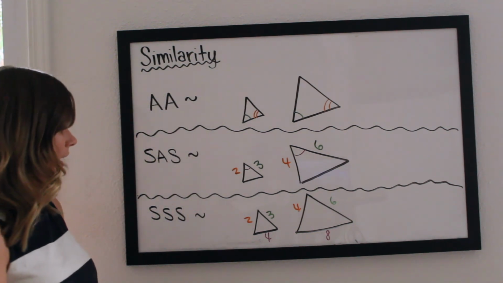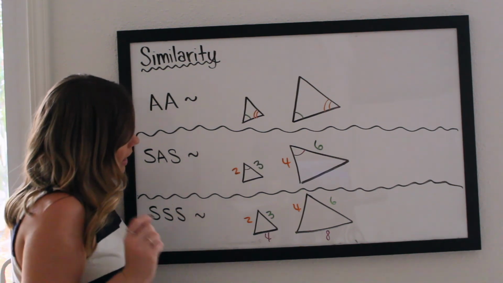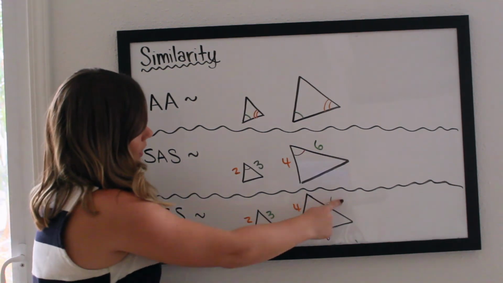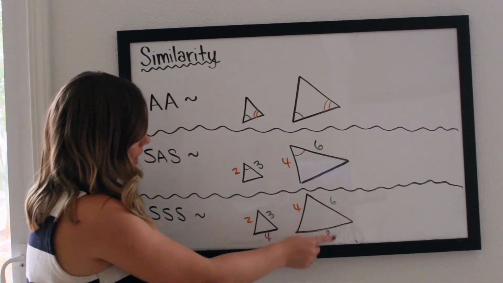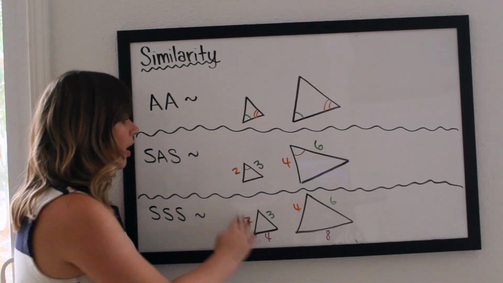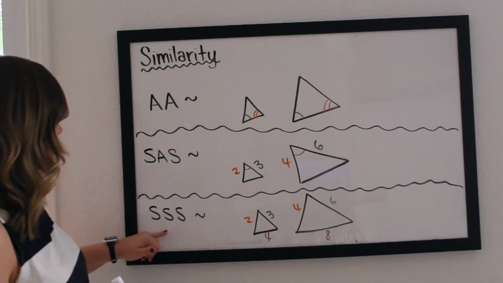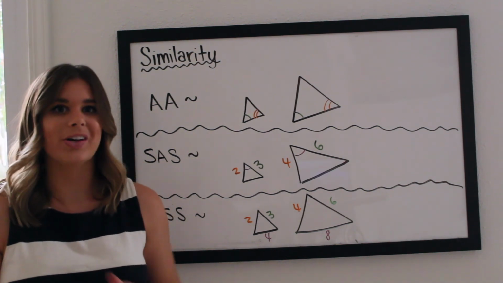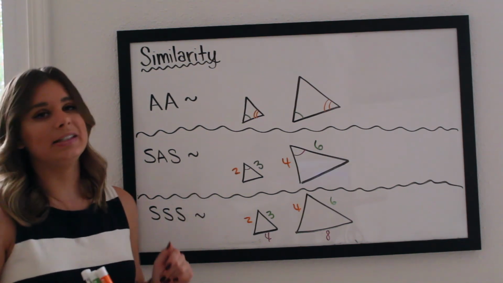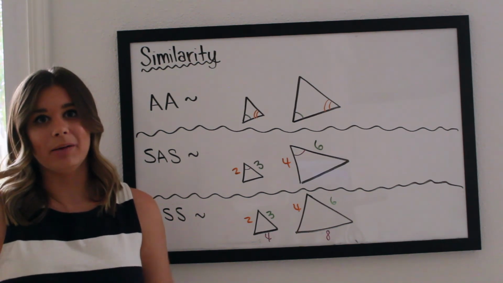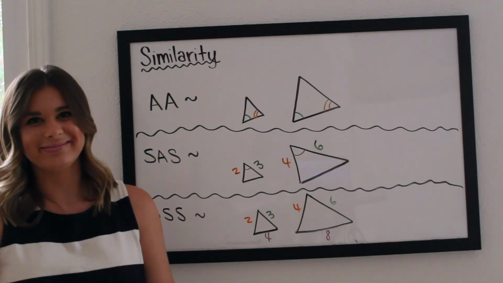Okay, so here I have a triangle with lengths 2, 3, and 4, and a triangle with lengths 4, 6, and 8. 4 over 2 is 2, 6 over 3 is 2, and 8 over 4 is 2. So all three side lengths are proportional and have the same scale factor, so by SSS, I can prove that those triangles are similar. Alright, so now that we have our theorems down, we are going to actually do a problem in which we are proving or showing that two triangles are similar.